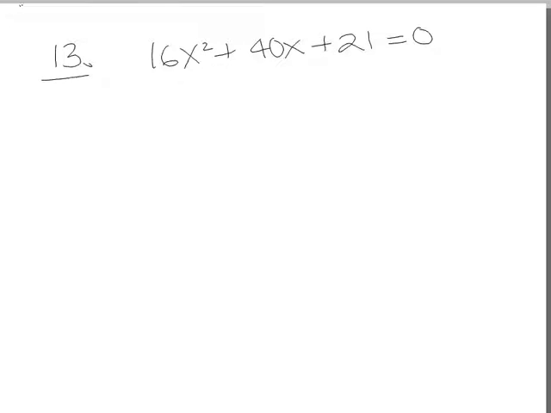Right, this is a horrible one here, isn't it? Nasty little question: 16x squared plus 40x plus 21. Straight away we know we need to divide all the way through by 16, so we might as well do that right at the outset, just to get a single x squared. So there's our x squared.